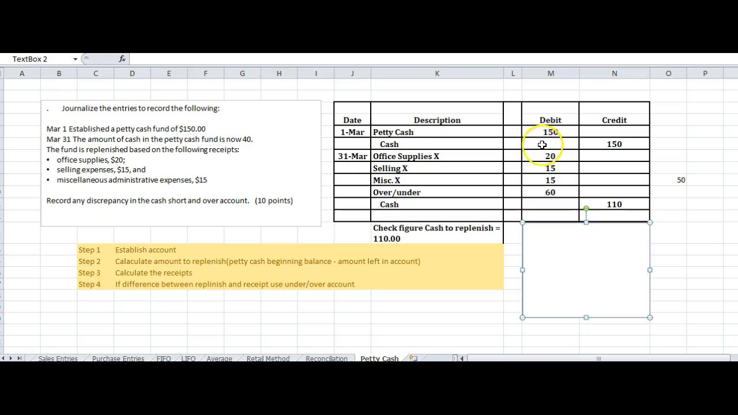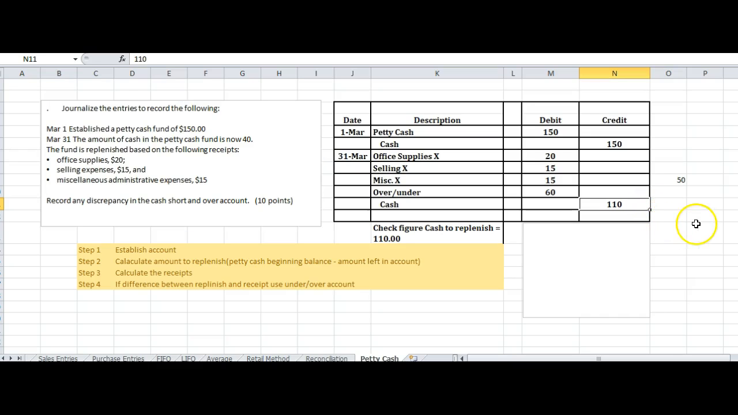But first you establish the account, 150, 150. Then we look at all the expenses and write those down. Okay, so that was 20, 15, and 15. It comes to $50. The very first thing you should look at, though, is $50, $150. I have $40 left, so I should need, or I do need, to put in $110.